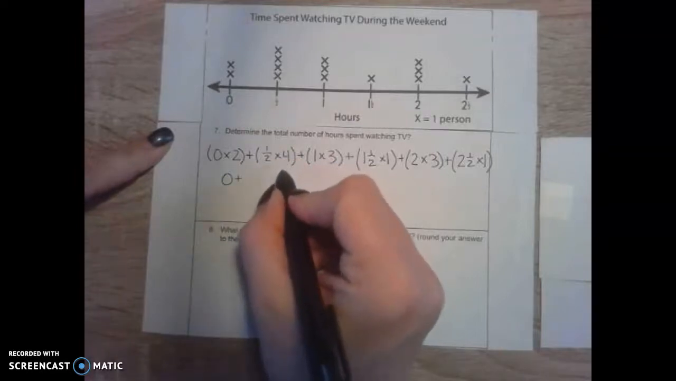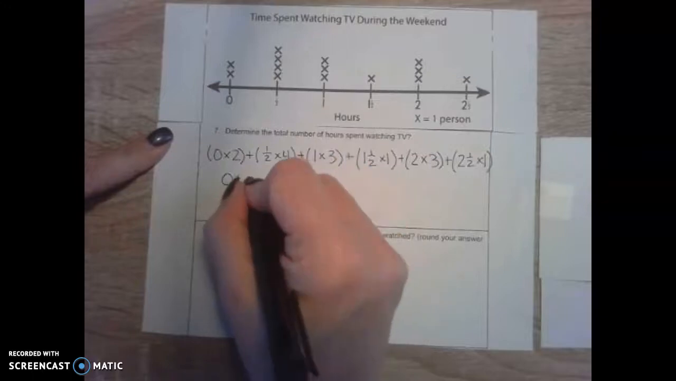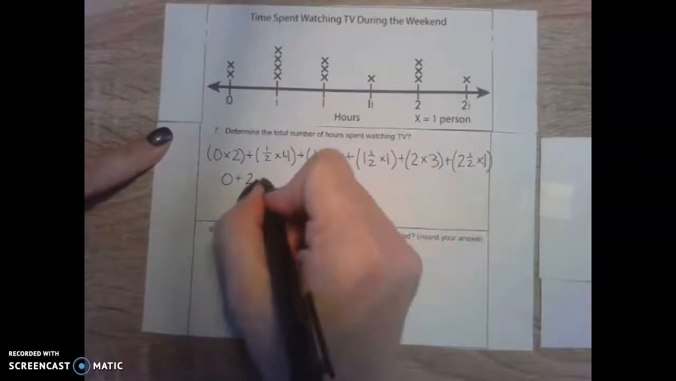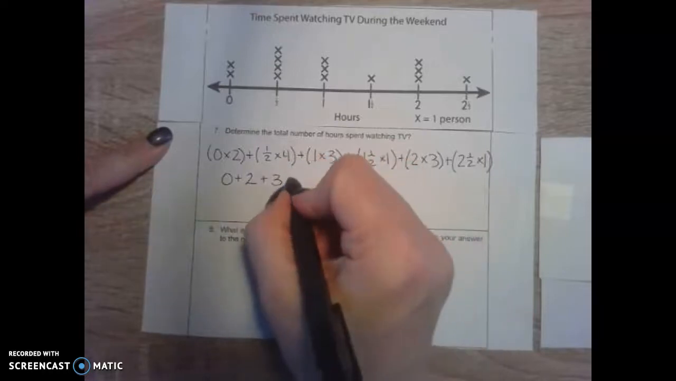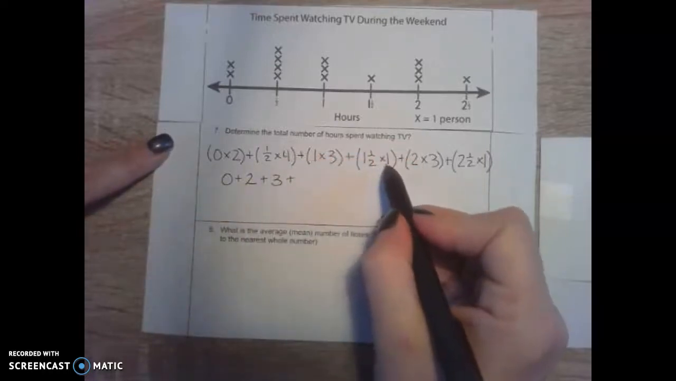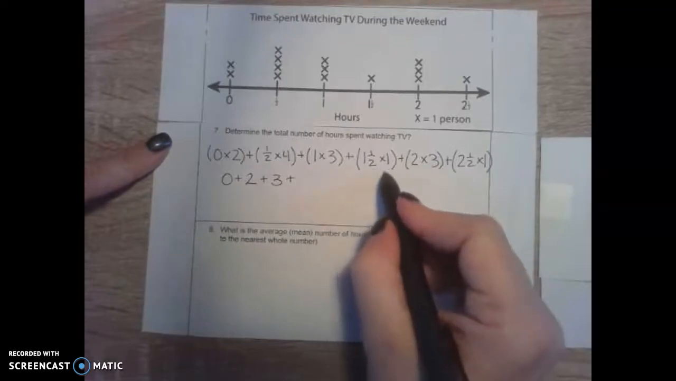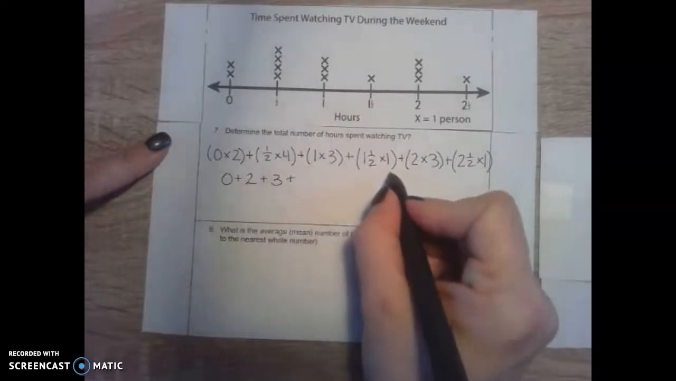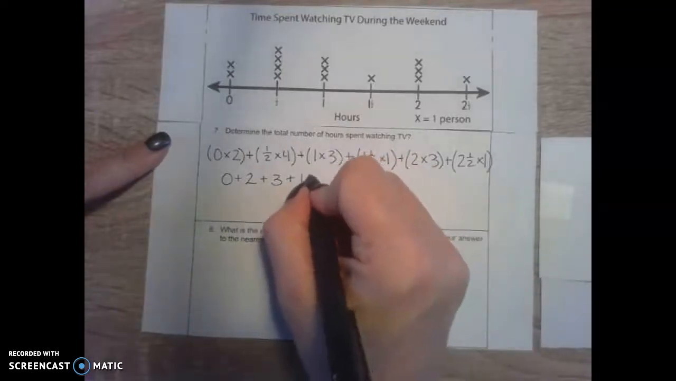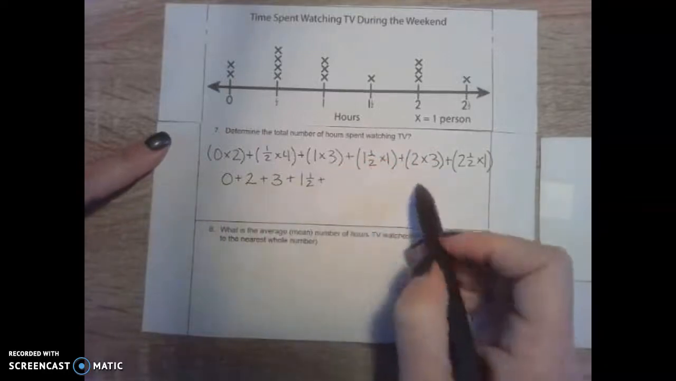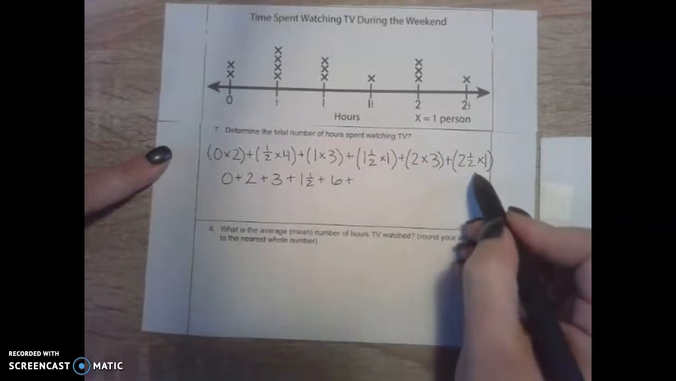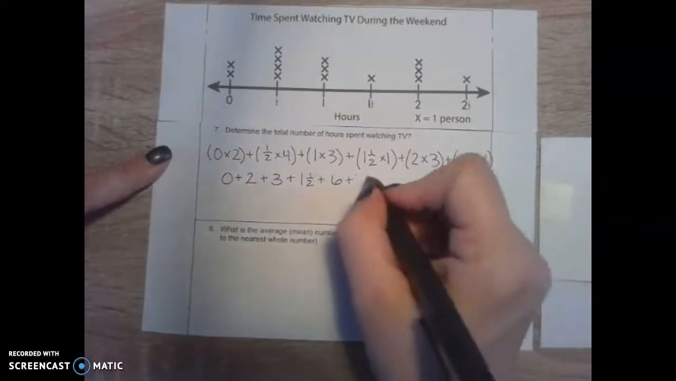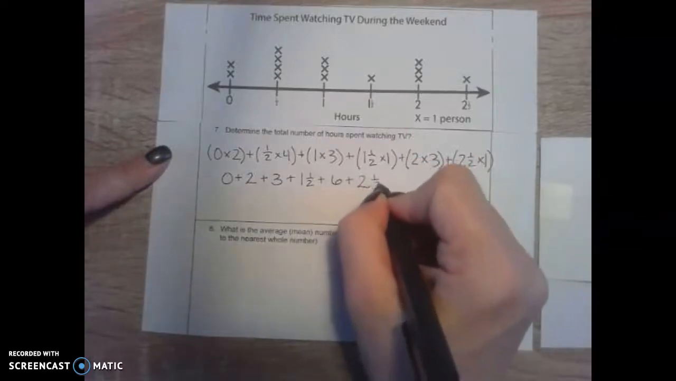1/2 times 4, so 4 over 2 is going to be equivalent to the number 2. 1 times 3, well, that's easy, 3, plus a fraction, but just multiplied by 1. So I know anything multiplied by 1, doesn't matter what the number is, is going to remain that number, 1.5. 2 times 3, 6. Oh, another fraction, but again, multiplied by 1, so that makes it easy, 2.5.